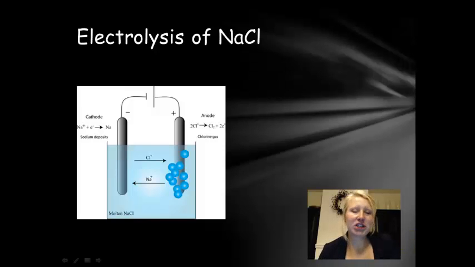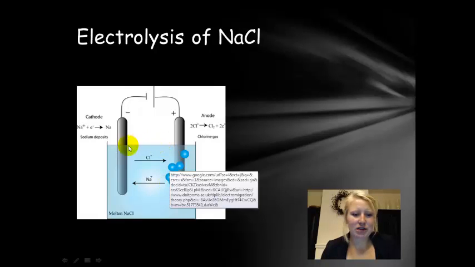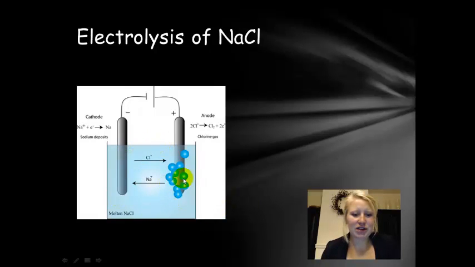So after watching the movie, here's a picture of the electrolysis of sodium chloride. So again, you have molten or melted sodium chloride, and you have the two electrodes. So you have the negative electrode and the positive electrode.